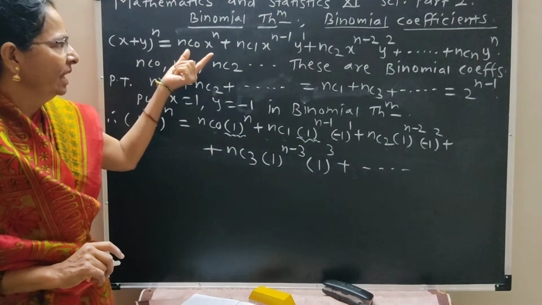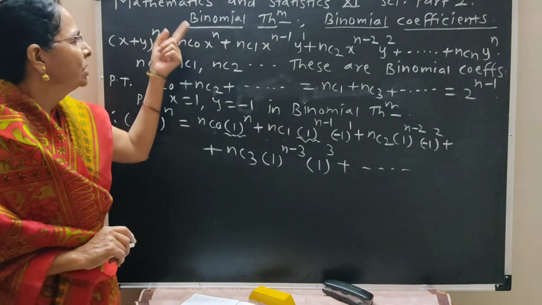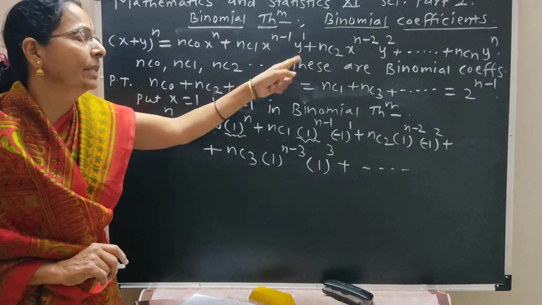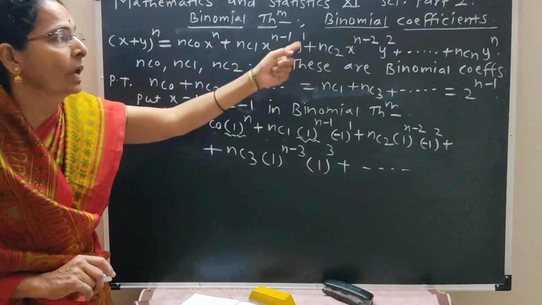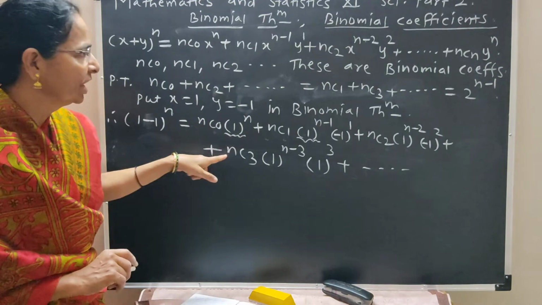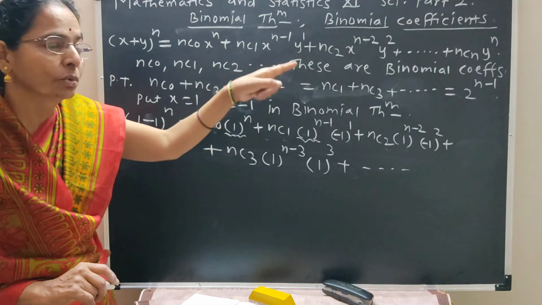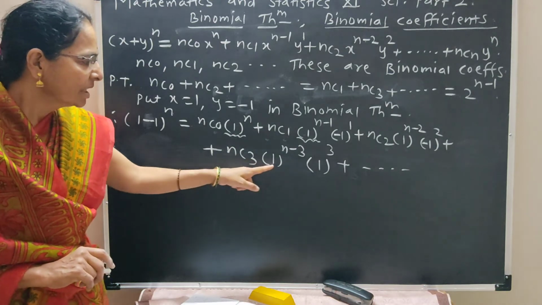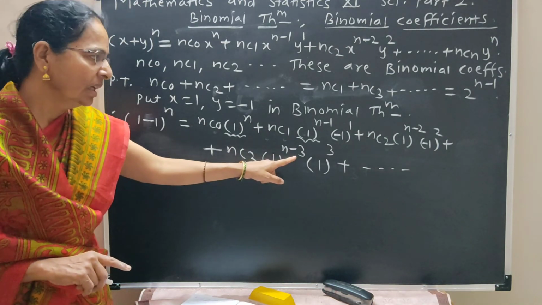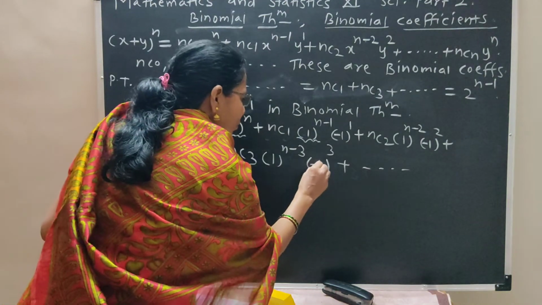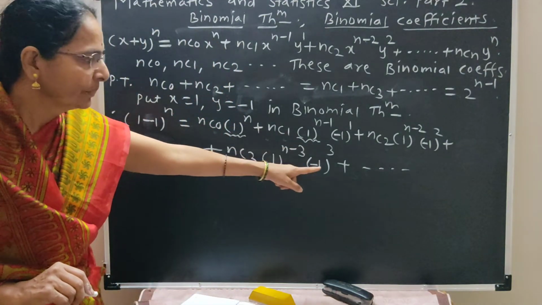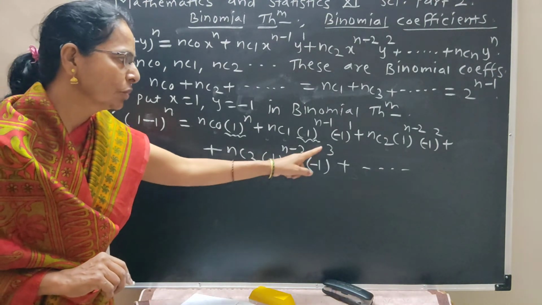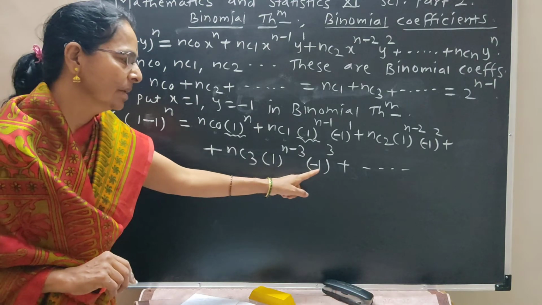See, this is very important. Again, the binomial theorem: nC0 x raised to n plus nC1 x raised to n minus 1 y to the 1 plus nC2 x raised to n minus 2 y raised to 2 plus nC3 x raised to n minus 3 y raised to 3. In this way, now we set this term nC3: x is 1 raised to n minus 3, y is minus 1 raised to 3, plus dot dot. nC3 x raised to n minus 3, y raised to 3, x is 1, y is minus 1.